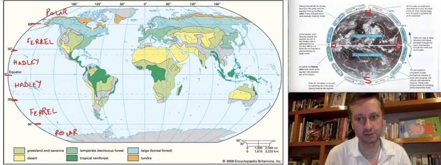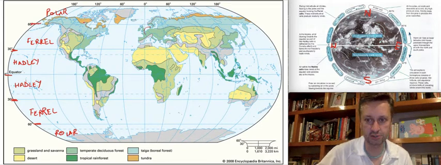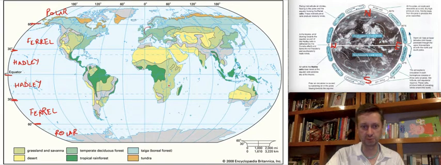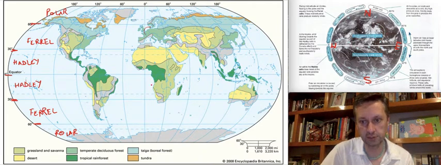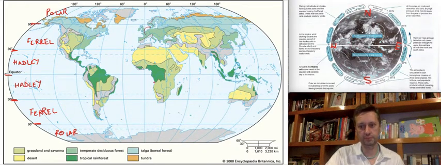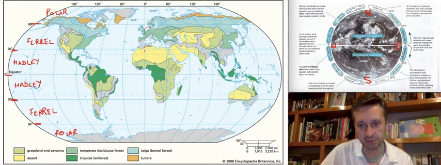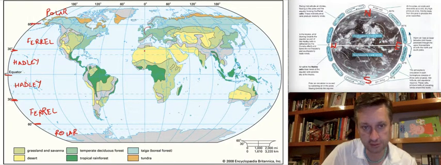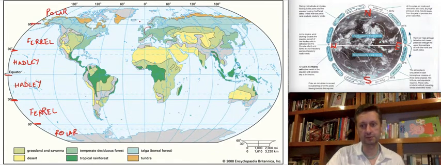Obviously, you shouldn't just assume that this is the whole reason why we get distribution of biomes. Obviously, they're not straight bands, straight lines. They're affected by things like altitude, all the other abiotic factors that we looked at, and the biotic factors. And you've also got to consider again the effect of humans on the distribution of biomes.